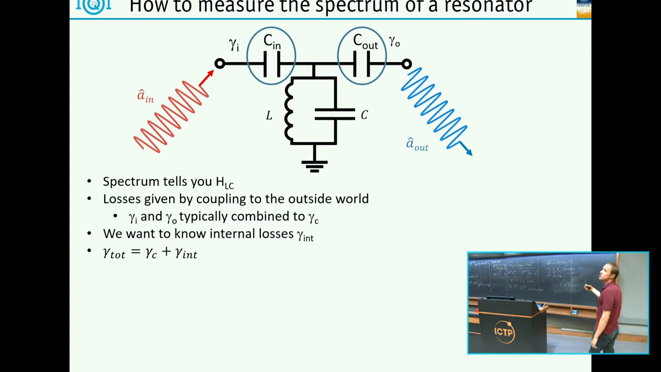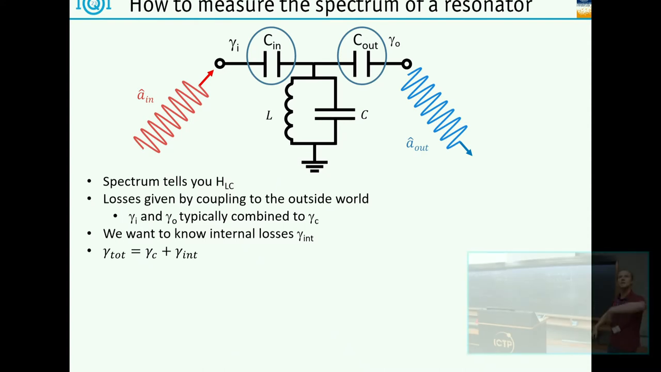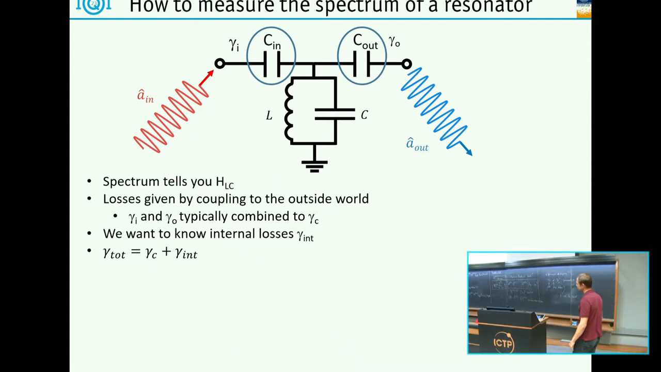Very often, though, I'm also interested in how much energy I actually lose internally. So maybe this picture is not quite correct, and I don't have a perfect capacitance or a perfect inductance, but some additional lossy elements because of imperfections. And I'm interested in the total quality factor maybe. So how can I learn about all of these parameters? Well, all I have to do is measure the spectrum, meaning I take my input signal, I vary its frequency, and check what I get out here on the right.